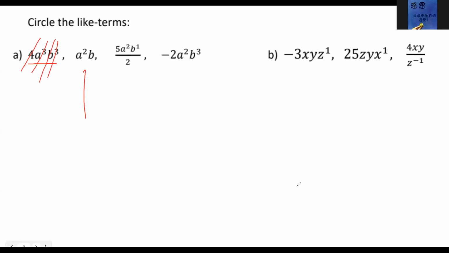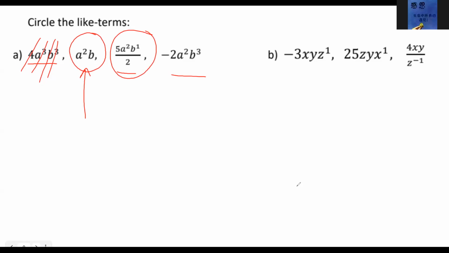Looking at the second term, I have a squared b. Look at the other two terms, this one and this one, and see if one of them has an a squared b. I'm not interested in the number, the coefficient. I'm only interested in a squared b. And it turns out, look, a squared b and this term are like terms.